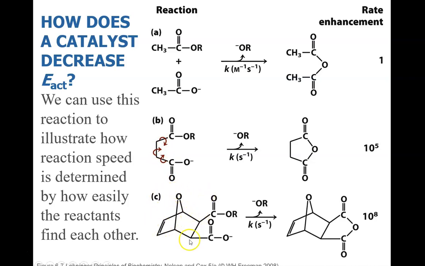So what if I make this molecule right here, where I kind of freeze these things in place, and that way the carboxylate group, the oxygen on the carboxylate group, is in a perfect position to nucleophilically attack that carbonyl, and I have a 10 to the 8th rate enhancement here to form the anhydride. So this illustrates how you can really speed up the reaction by making it very easy for the reactants to find each other and to be oriented properly for the reaction to occur.